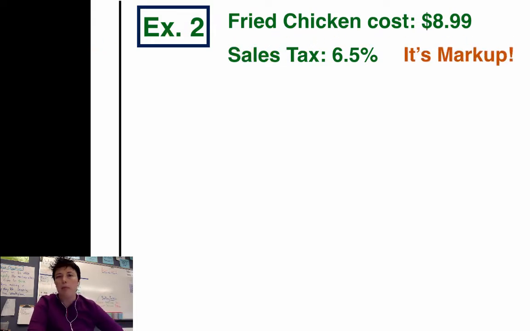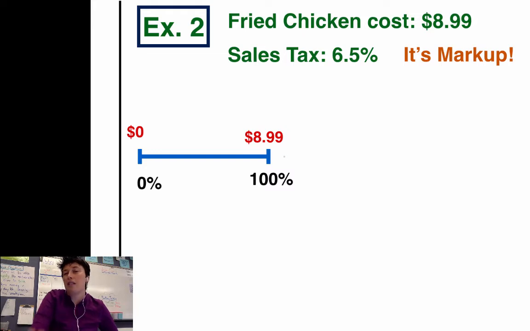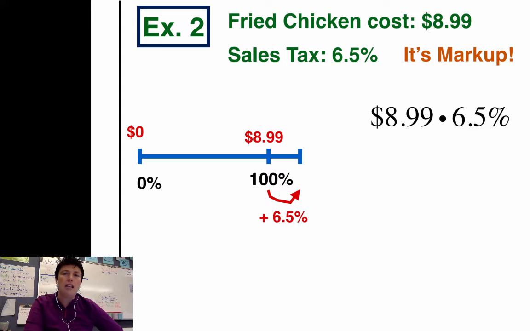It's a markup problem. So the number line goes 0 to 100%, and it goes from $0 to $8.99. But you're not paying the $8.99. You're paying the $8.99 plus a little bit more for sales tax. So we've got to add on the extra 6.5%. So let's take $8.99 and times it by the 6.5% to see how much more we have to pay.